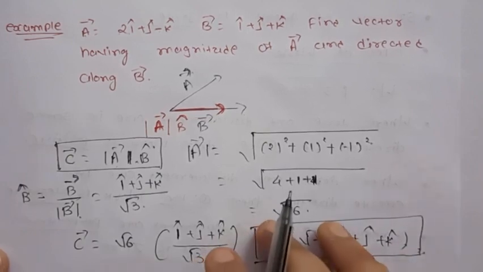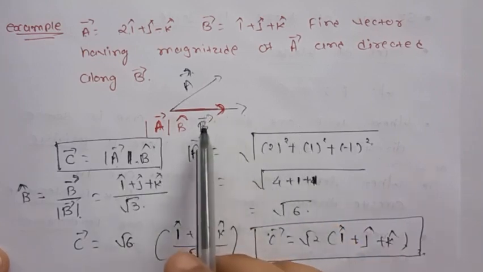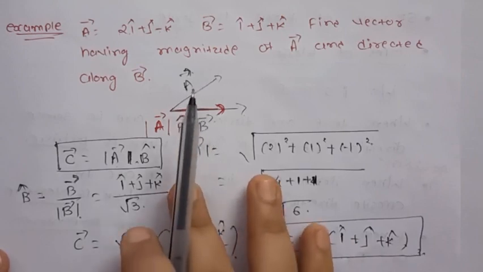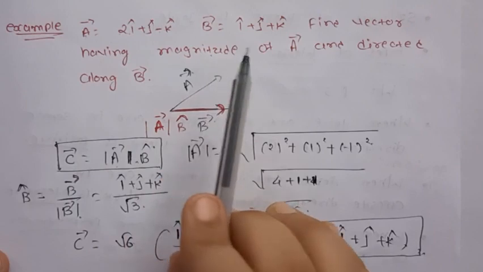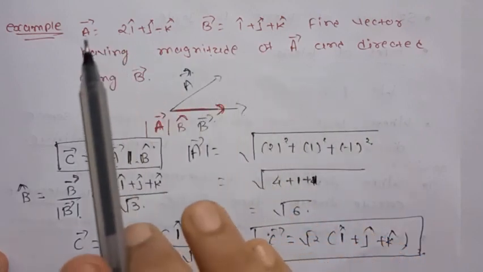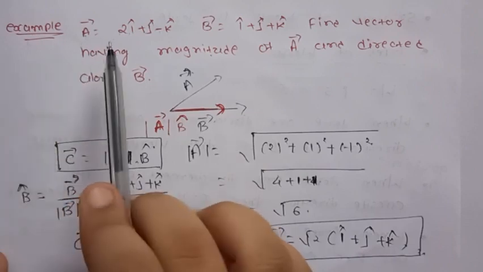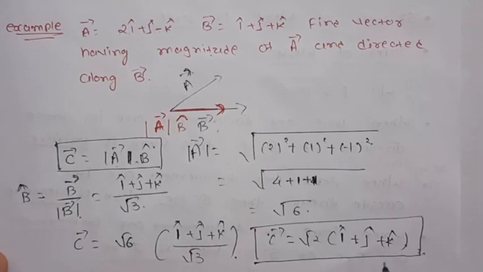So you have to understand that these are two different problems. If you have been asked the projection of A along B, then you will find A cos theta. But if you have been asked the third vector having magnitude of A and directed along B, then you will find the third vector in this manner.